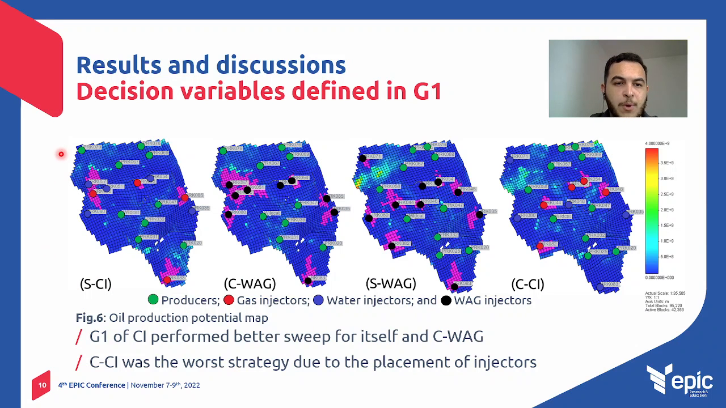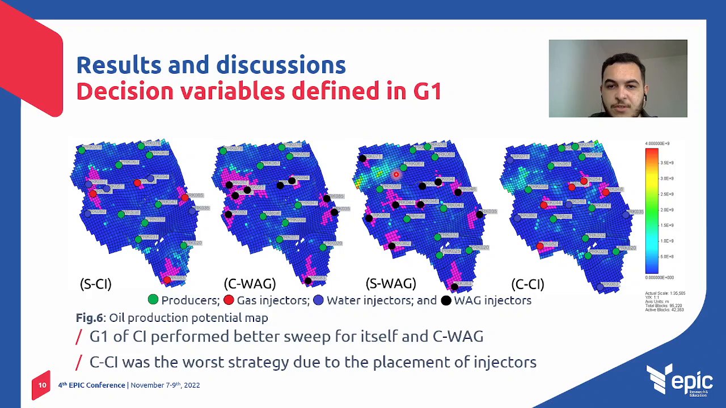So in terms of well placement, I plot these graphics that represent the oil production potential map. This is the final oil production potential map, right? And I plot it together with the well placement. Looking at these two maps, it's possible to see the J1 optimized for continuous injection, and in this case, J1 optimized for WAG. This J1 of continuous injection performed better for itself and for the cross simulation for WAG, right? But the opposite was observed for J1 optimized for WAG.